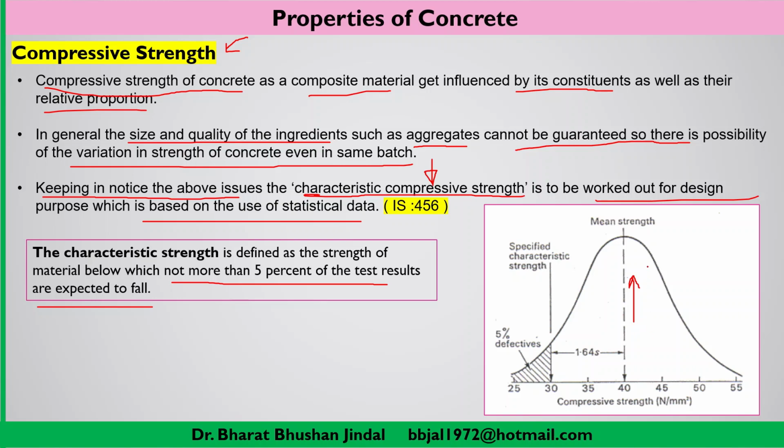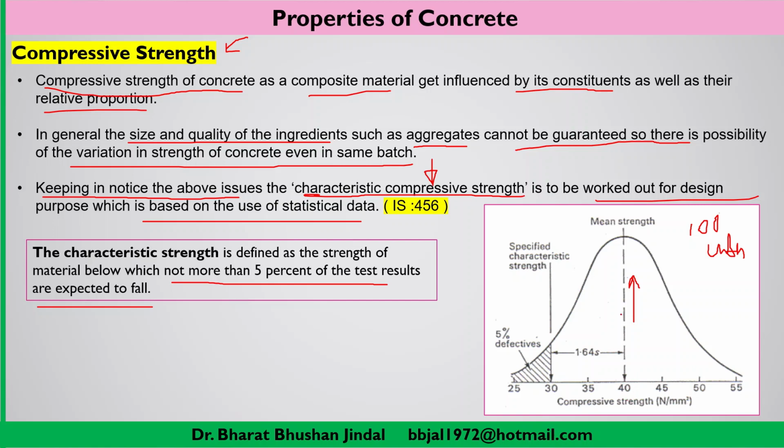Now here we can take an example. Let us suppose we have cast 100 cubes. So for the 100 cubes you have cast, you will be making a table where you will be tabulating the compressive strength you obtained from each cube. And then using statistical analysis, as we have done in mathematics, you may find that most of the cubes, now see here in this graph, 40 Newton per mm square is the strength.